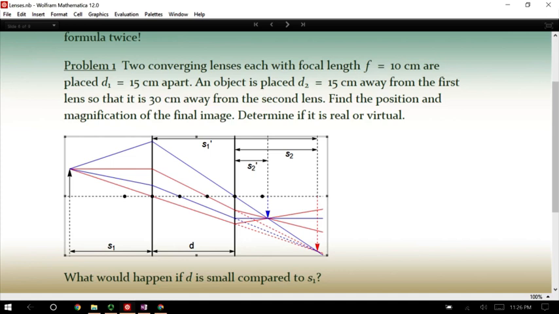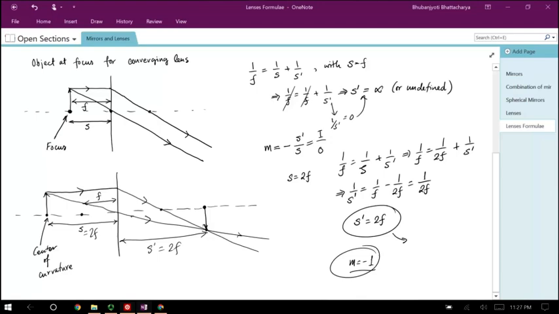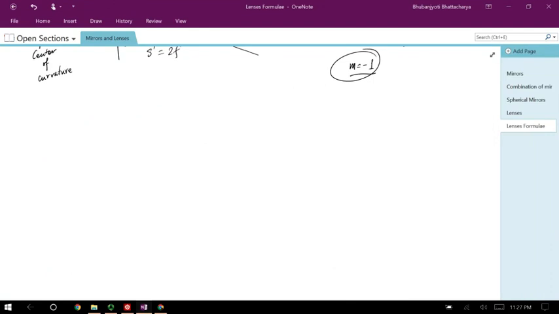All right. So we have S1, S1 prime, S2, and S2 prime, and then we can have a distance between the two lenses. The rest of it is just doing some algebra to figure out the different relationships. Let's particularly do this problem. The problem has us set up such that two converging lenses, each with focal length 10 centimeters, are placed 15 centimeters apart, and an object is placed 15 centimeters away from the first lens, so that it is 30 centimeters away from the second lens. So let's go back to our canvas and do this problem.